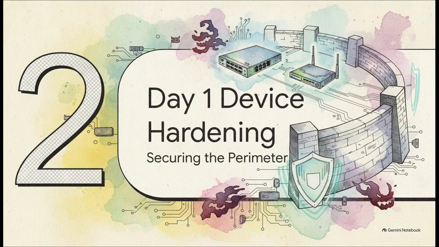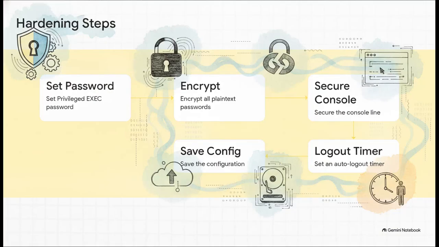Section 2. Day 1 device hardening, securing the perimeter. So you've unpacked a new switch, you've navigated the CLI, but before routing any actual traffic, you've got to secure the device against threats. And here is your strict sequential Day 1 checklist. Now listen, the order of operations here matters immensely. Step 1. Lock the front door.